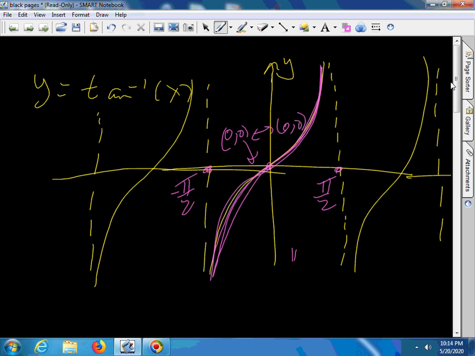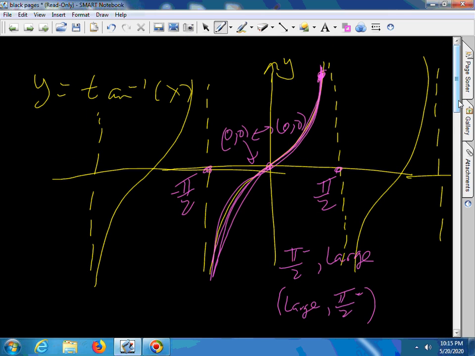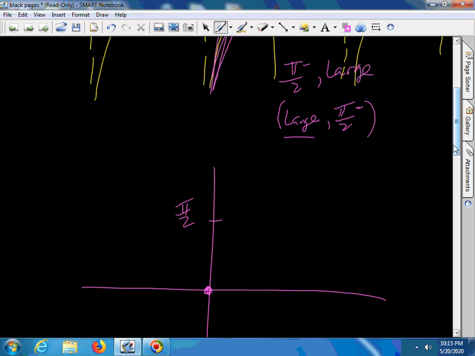Now, when x is a little bit less than pi over 2, you get really large. It's way up here. That means that when I switch it, you get really large when the y value is a little bit less than pi over 2. Okay, so here's pi over 2. Oh, and when you get large, you get positively large. So I'm going to be positive large if I'm a little bit under pi over 2. So when x is very large, I'm going to be a little bit under pi over 2. That is, I'm going to get really, really close to pi over 2. Especially when x is large.